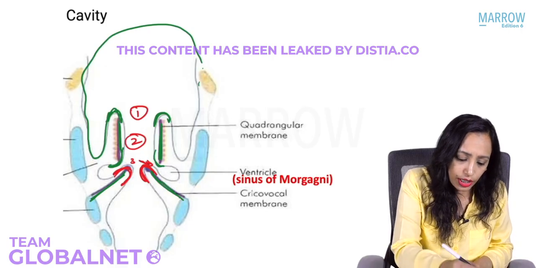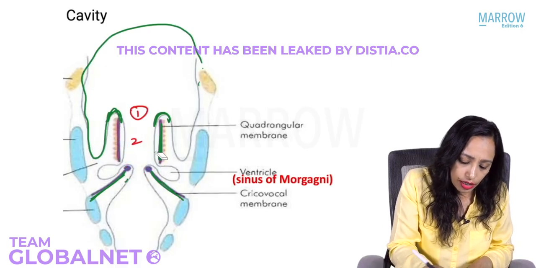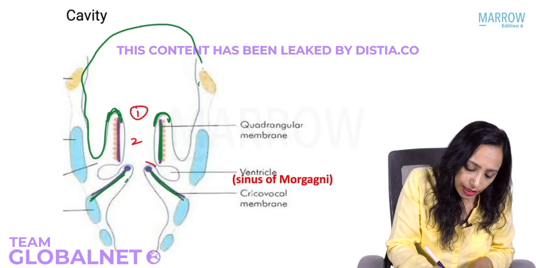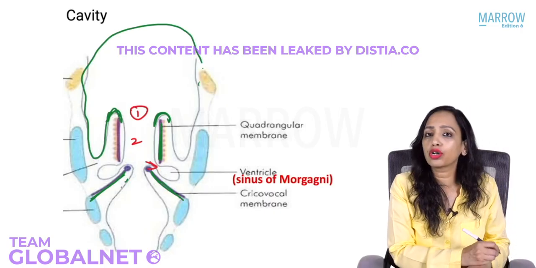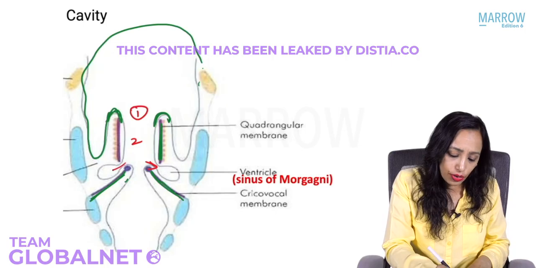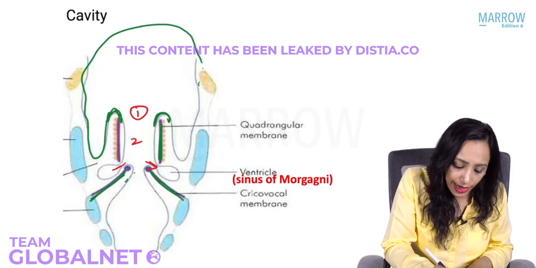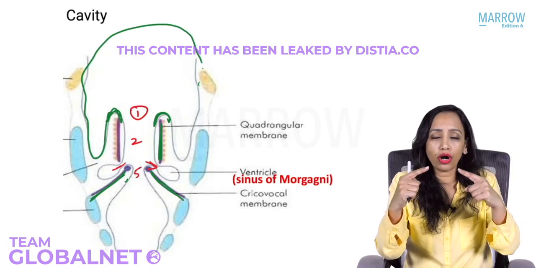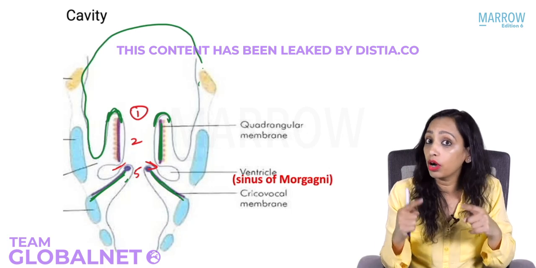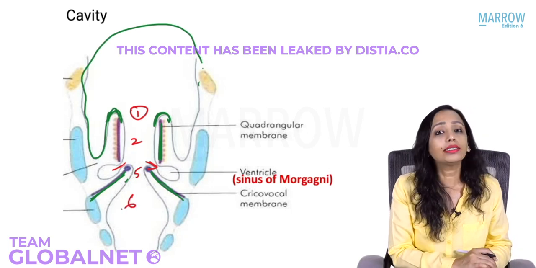4, in between the false and the true vocal cord. Yes, this part. What is that? That is what is known as the ventricle. Now 5, in between the two true vocal cords. That is rima glottidis. And now 6 is subglottis.